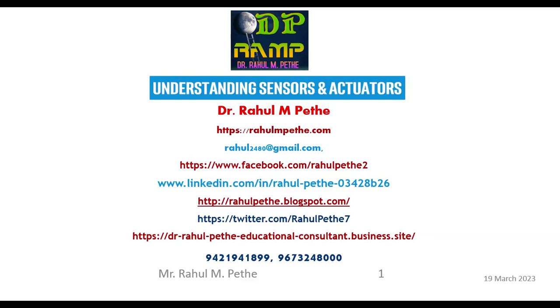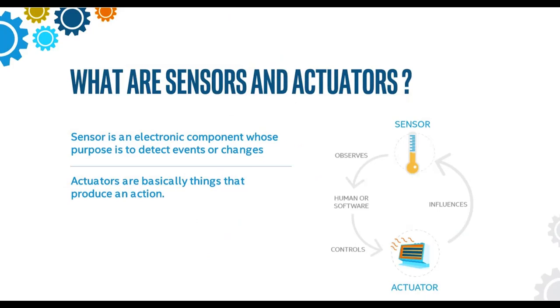In a previous lecture, we discussed the circuit, the understanding of a circuit, and the components required to design a circuit. Now we are going to deal with sensors and actuators. What exactly is a sensor? A sensor is an electronic component whose purpose is to detect events or changes.